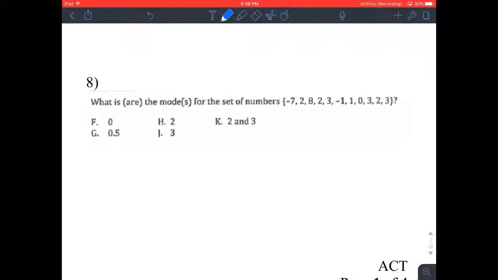Number 8, what is or are the modes, because there could be more than one, for the set of numbers? Let's see. We got 3 and a 3. We got another 3. And we got 3 2s. So it looks like this is bimodal, because there are 2 modes, 2 and 3.